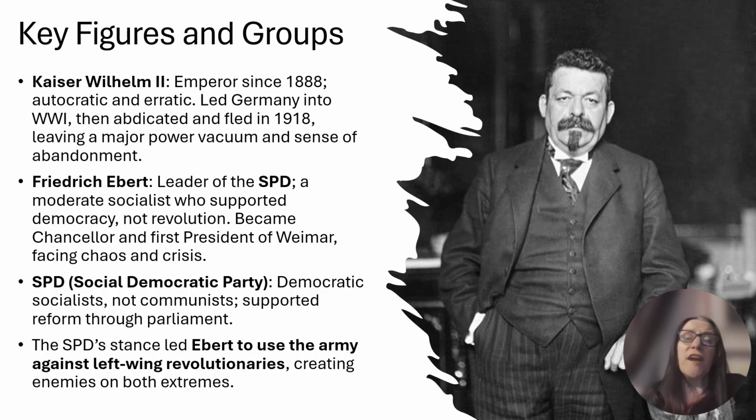And then lastly, you have the SPD, or the Social Democratic Party. These were not communists, these were democratic socialists. They wanted reform through parliament, or their Reichstag, and not through revolution. That distinction matters enormously because it explains why Ebert later used the army to crush left-wing revolutionaries, which was a hugely controversial decision that created enemies on both left and right.